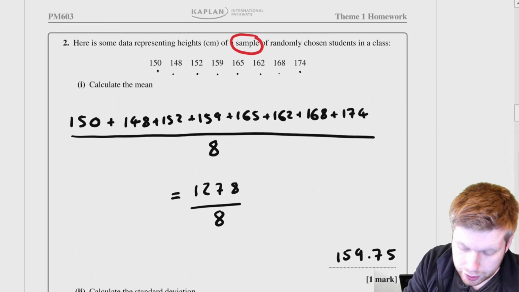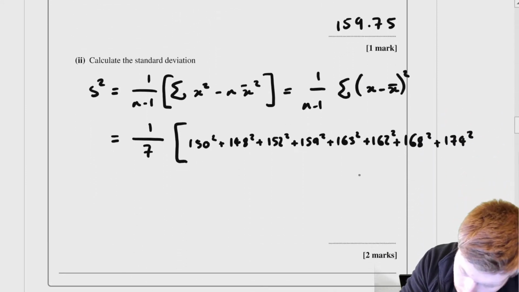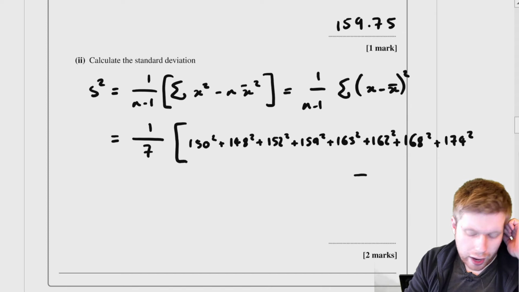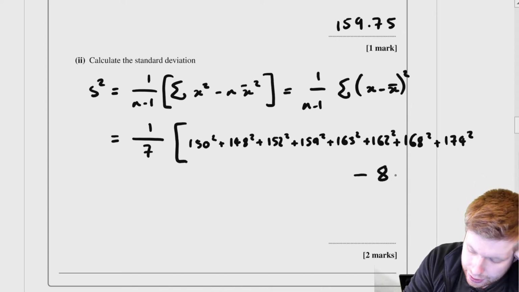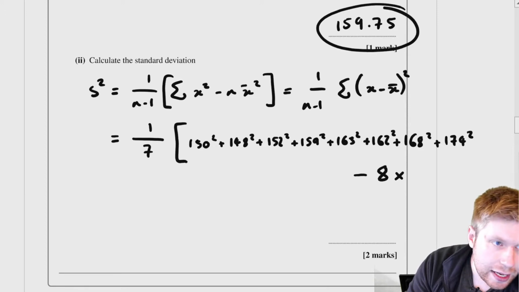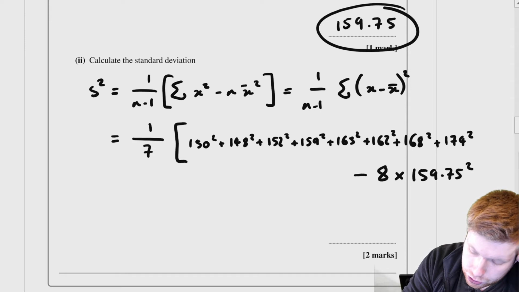Okay, so these are all of my numbers all squared and added together. Then I'm going to take away n lots of the mean squared. So n is 8 and I'm going to times it by the mean squared. Well, the mean I've just worked out is 159.75 and I'm going to square that.